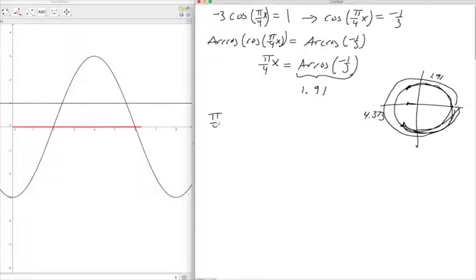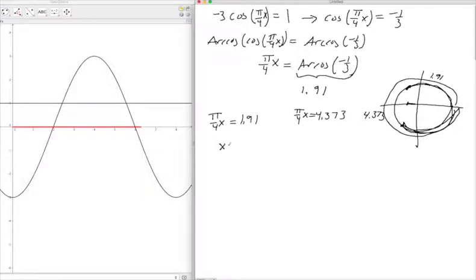So now what I have is pi over 4x is equal to 1.91. But the other valid equation that I have to solve, since I want all the solutions on that interval, is pi over 4x equals 4.373. So I have to solve both of these. Now, I know that I have 2 solutions, so I know both of these are going to work. But let's actually solve this and see.